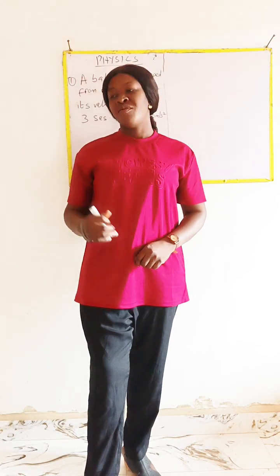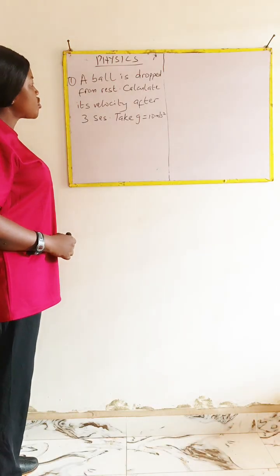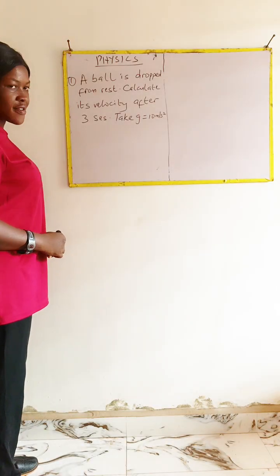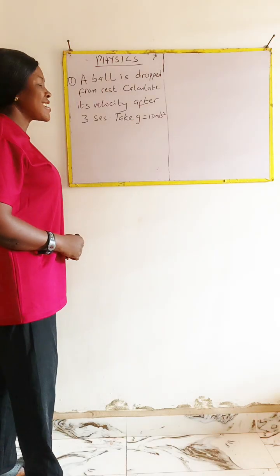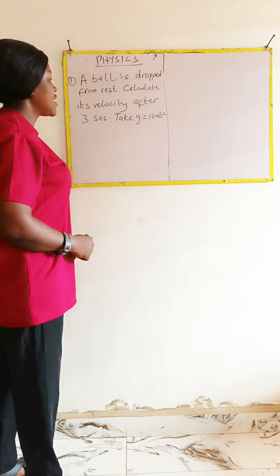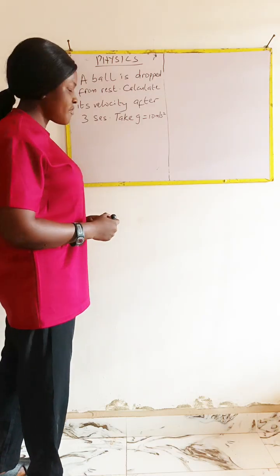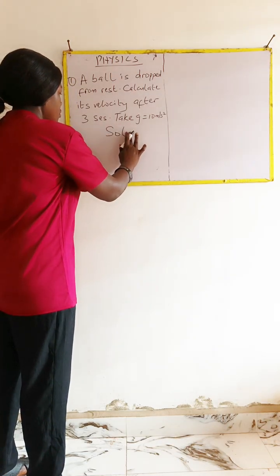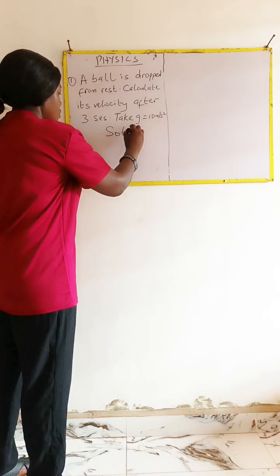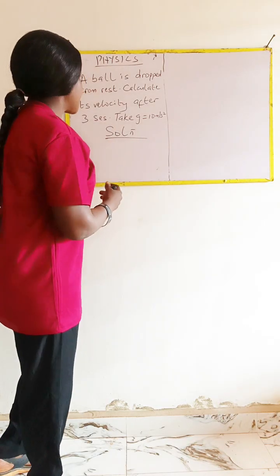Hello, we have a question here. A ball is dropped from rest. Calculate its velocity after 3 seconds. Take g equals 10 meters per second squared. So we have the solution. Let's bring out the data.